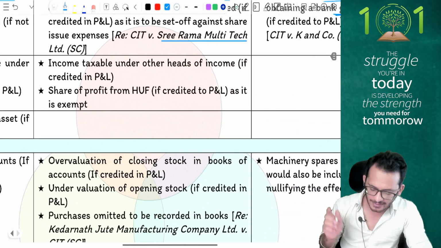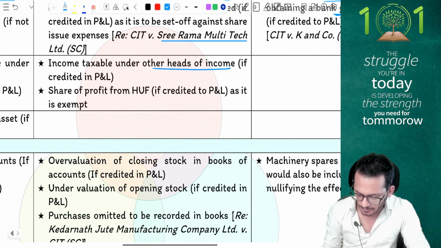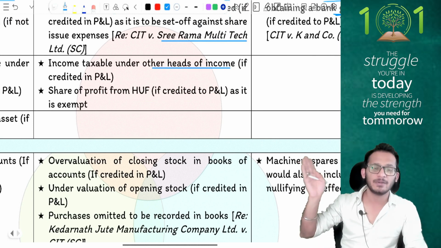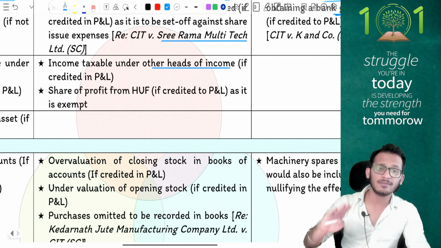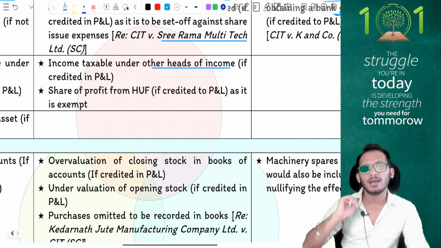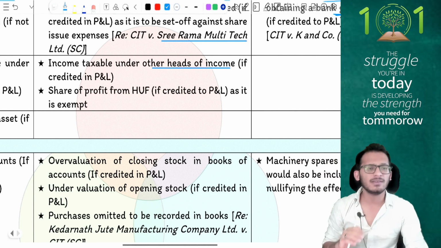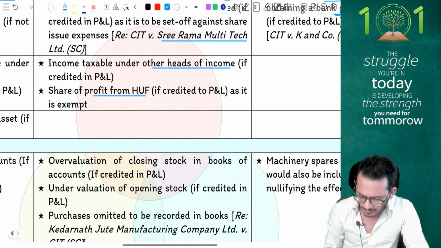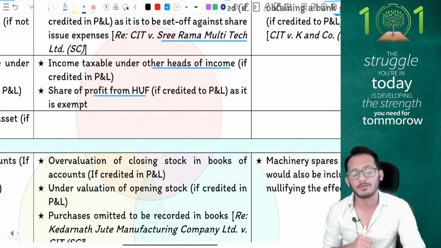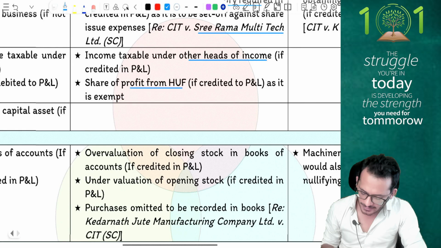Next item, people, says incomes taxable under other heads of income. This is fairly obvious, like we discussed for the expenses. If the income is taxable under other heads of income and it is part of my P&L, then I will remove it from my P&L and take it to the other heads of income. How do I remove it? I will simply reduce it. And then comes share of profit from HUF, people, because share of profit from HUF is exempt from taxes. Are we clear? Yes, great.